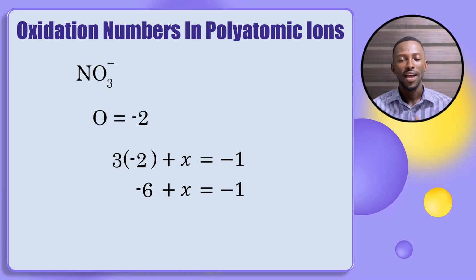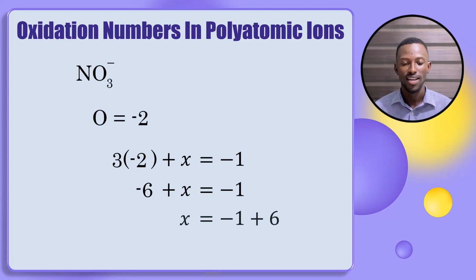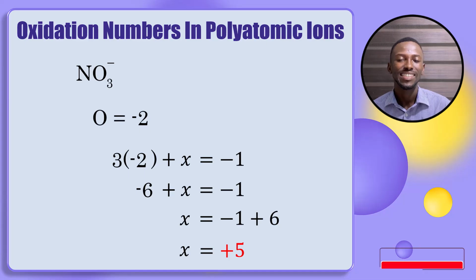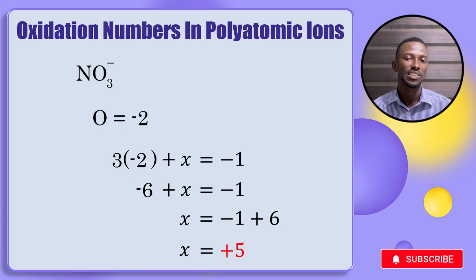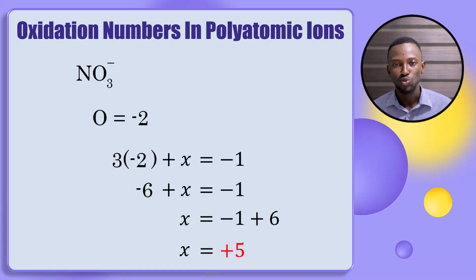Good. But we are interested in finding X. So what do we do? We just move the -6 to the other side of the equal to sign. Now I have X equal -1 plus 6. So -1 plus 6 gives us plus 5. So the oxidation state of nitrogen in NO3 minus is plus 5. Take note, it is important to show the positive sign. So do not write X equal 5, but rather X equal positive 5. So we are done with the first example.